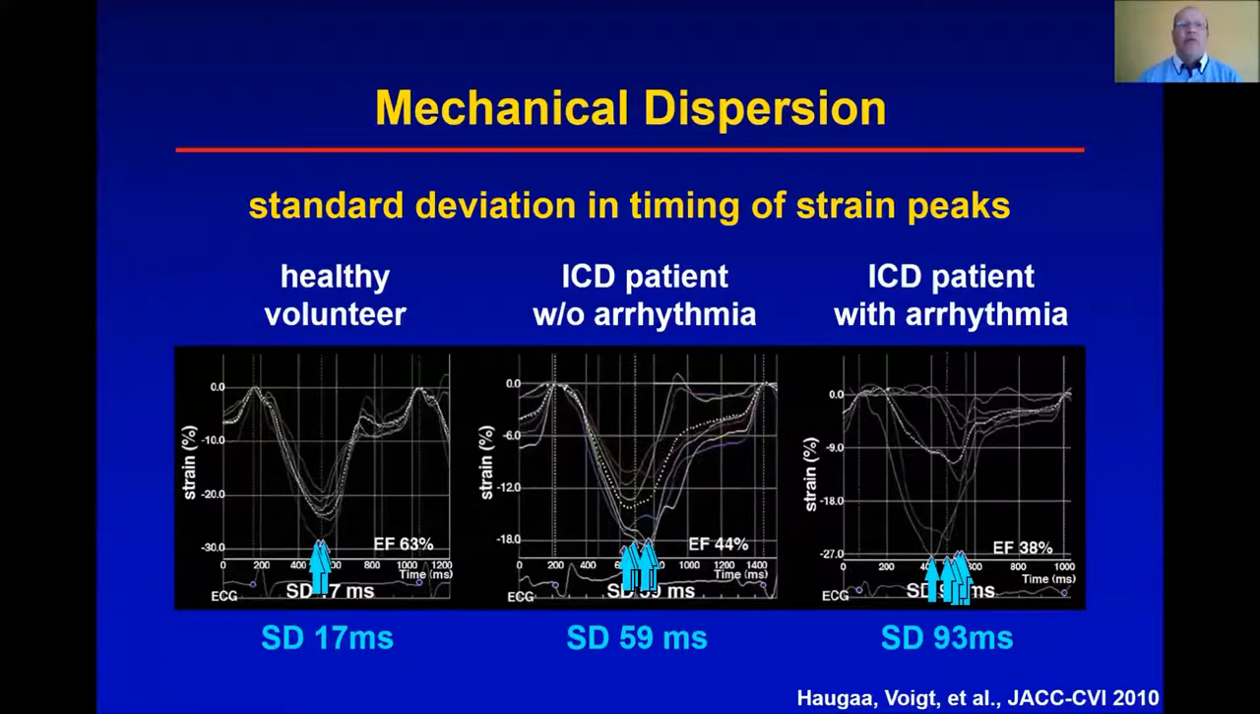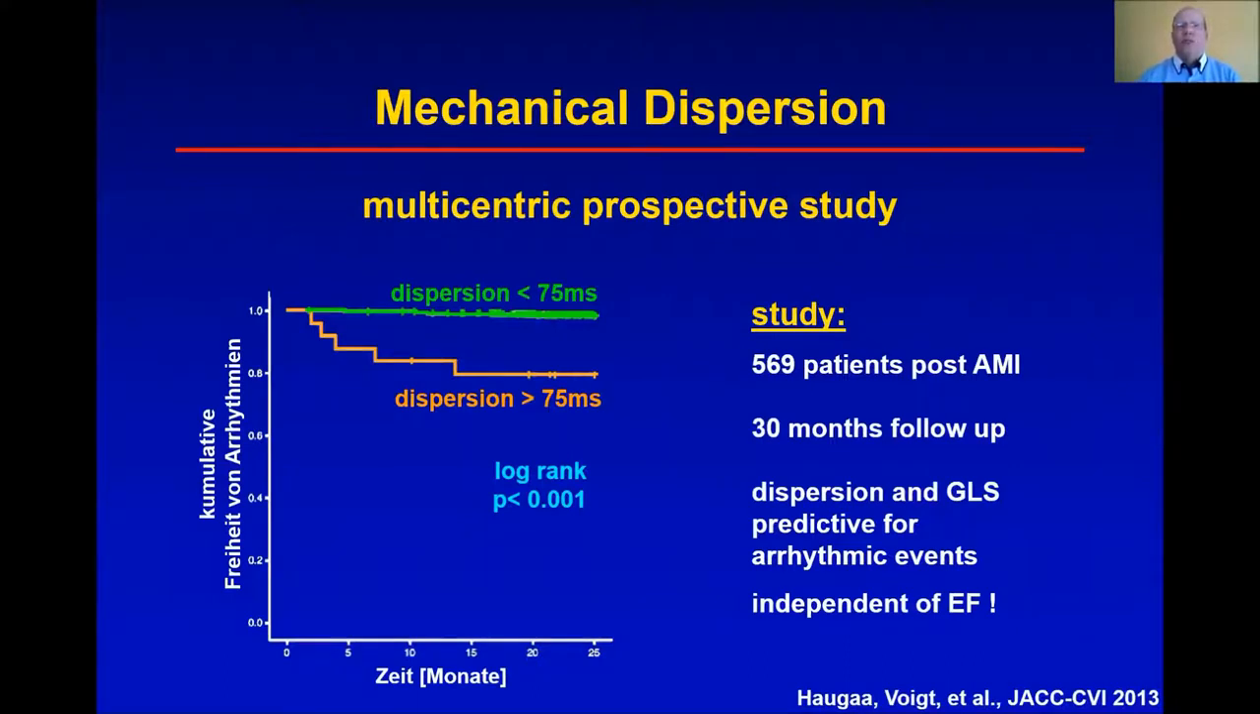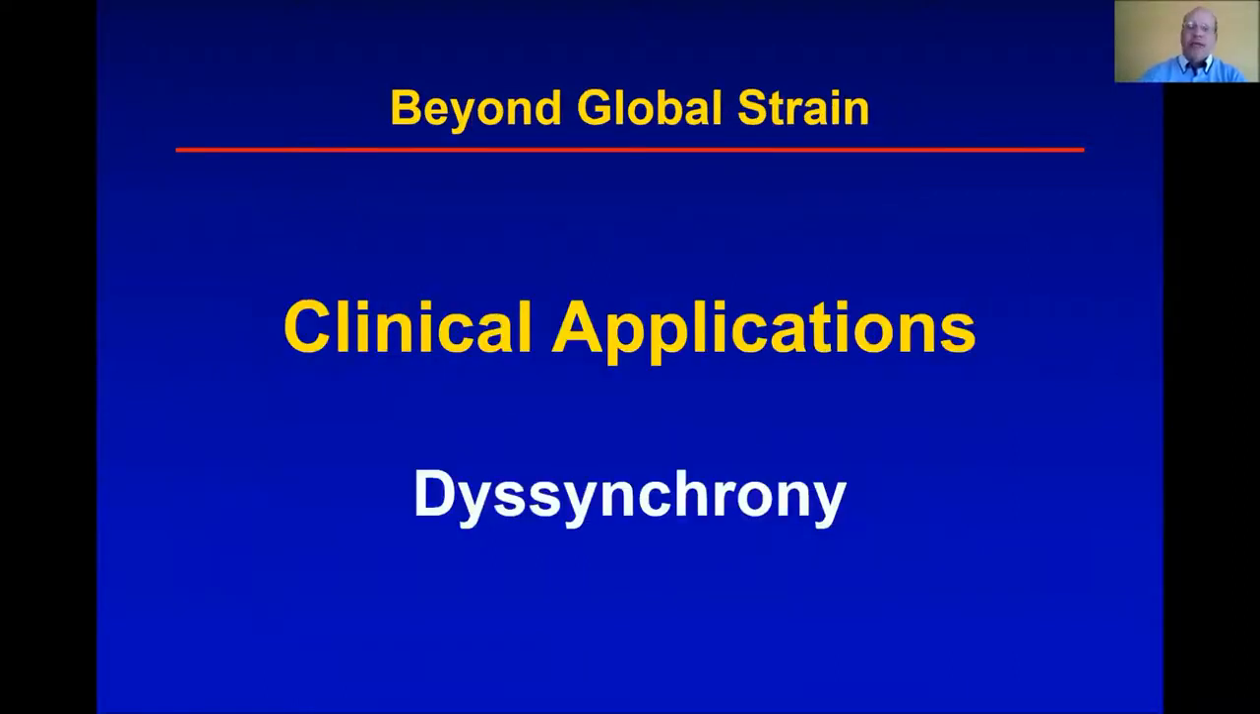And you see here an example of 3 patients, a healthy volunteer on the left side, very narrow, all the peaks are around end systole, so very small standard deviation of 70 milliseconds. An ICD patient without arrhythmias in his record, it was a follow-up of 30 months. This standard deviation is in the range of 59 milliseconds. And on the right side, an ICD patient who had recorded arrhythmias and interventions from the ICD, and this patient has a wide standard deviation of 93 milliseconds. And you can show that in these patients, a dispersion of less than 75 milliseconds has a good prognosis, and patients who have a wider dispersion of their peak strains have a worse prognosis with regard to arrhythmias and sudden cardiac death.